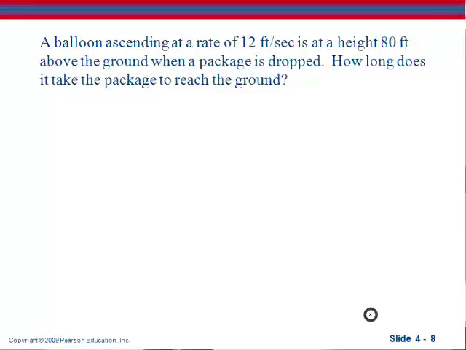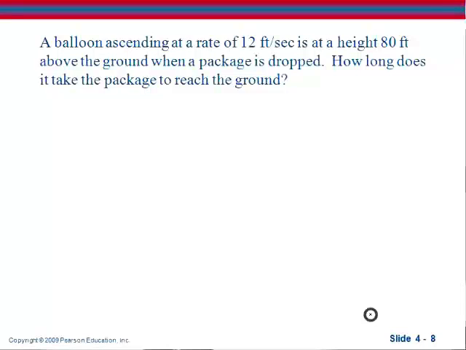Okay, now here's an application of antiderivatives that has a real-world twist to it. This deals with our position function, velocity function, acceleration functions. And it says a balloon ascending at a rate of 12 feet per second is at a height 80 feet above the ground when a package is dropped. How long does it take the package to reach the ground? So when we start, the balloon is ascending at a rate of 12 feet per second, and it's at a height of 80 feet above the ground when we drop the package. We want to know how long does it take the package to reach the ground.